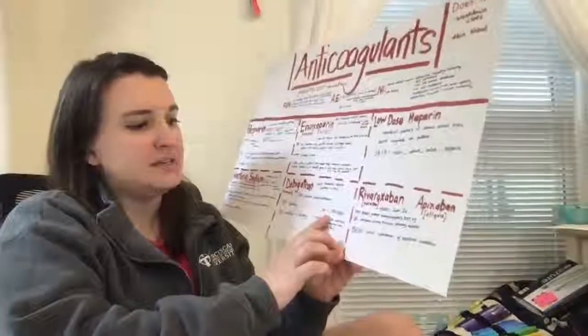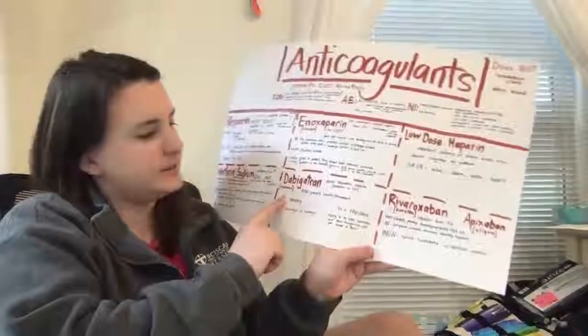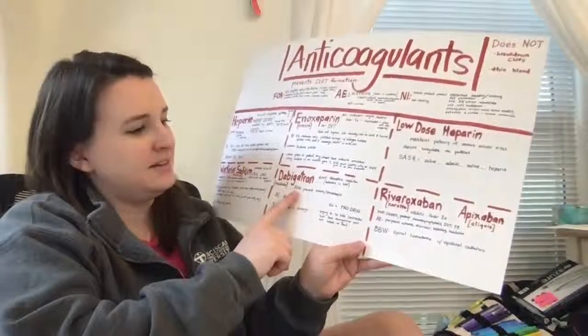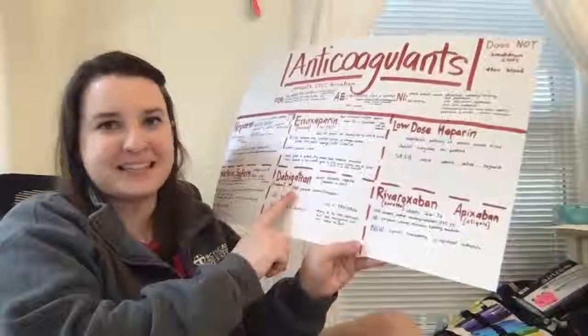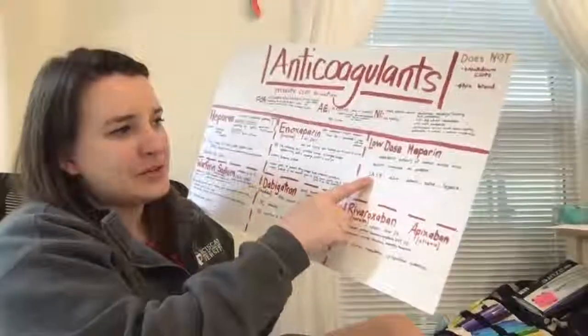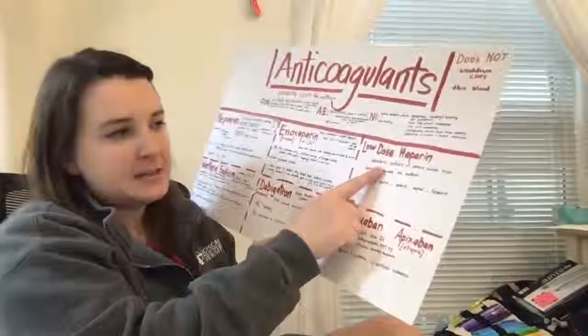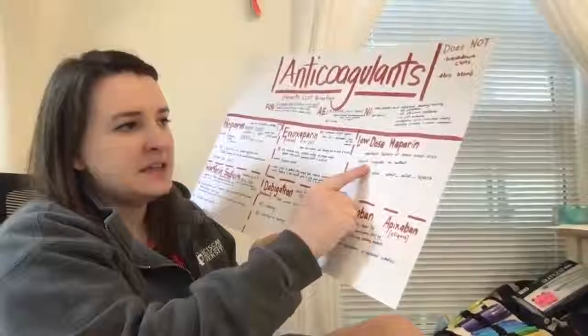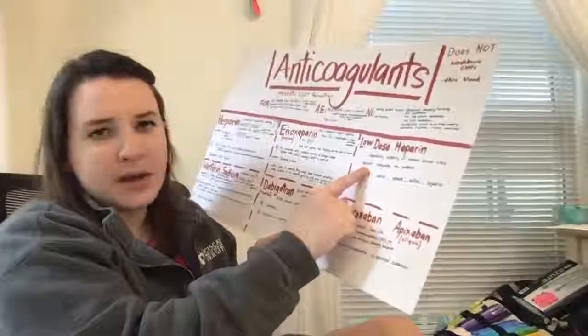And this drug is a prodrug. So dabigatran, Pradaxa, is a prodrug. The next drug over here is low-dose heparin. This maintains the patency of venous access sites, and it doesn't coagulate the patient.